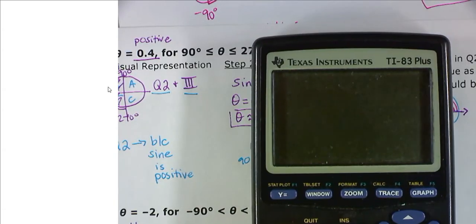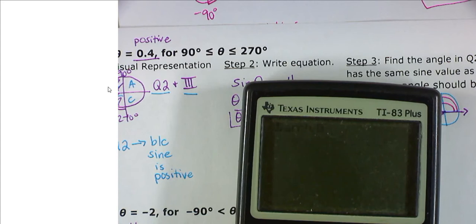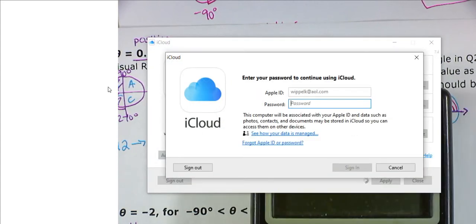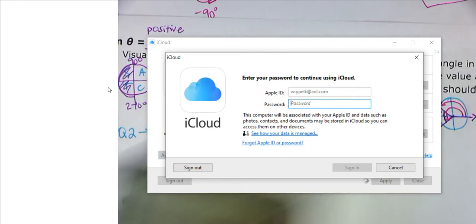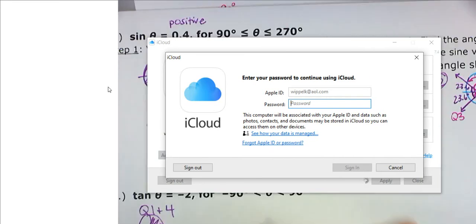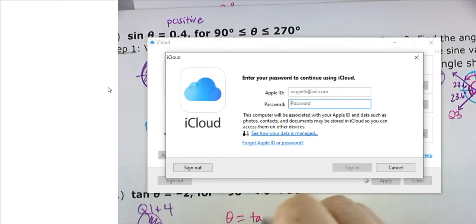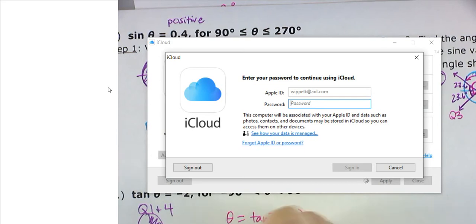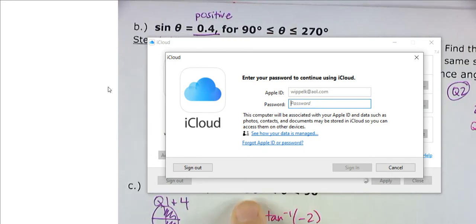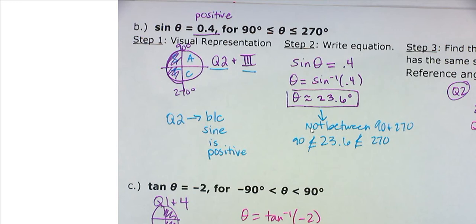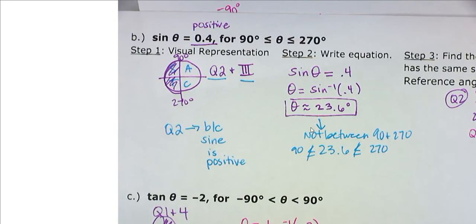All right, so then the tangent inverse of -2 is going to give you -63.4. So to solve, we did the tangent inverse of -2. We got -63.4 degrees. And then is that between -90 and 90? Yes, it is. So then we know that we found the correct angle. So you don't always have to use the reference angle if it's the same as the inverse.